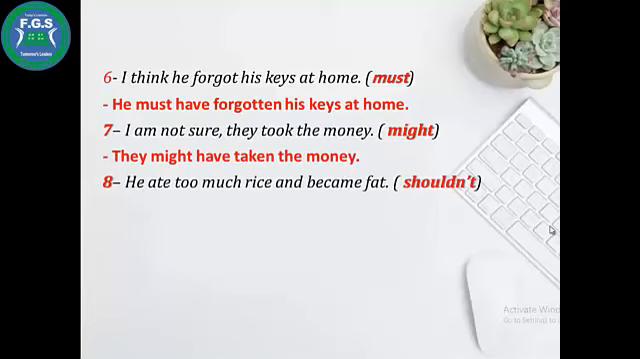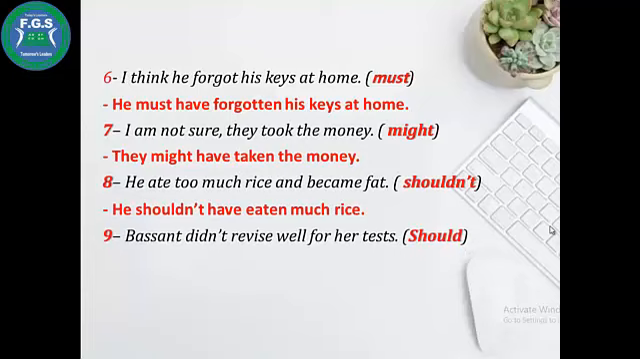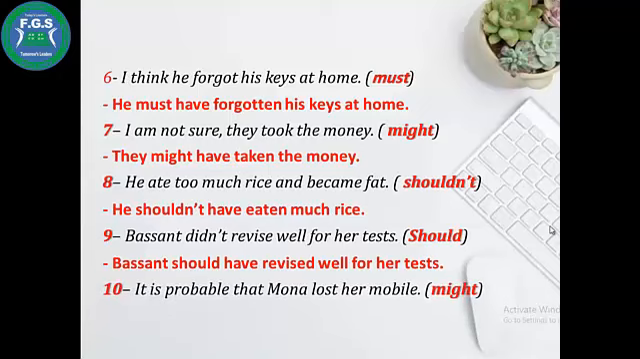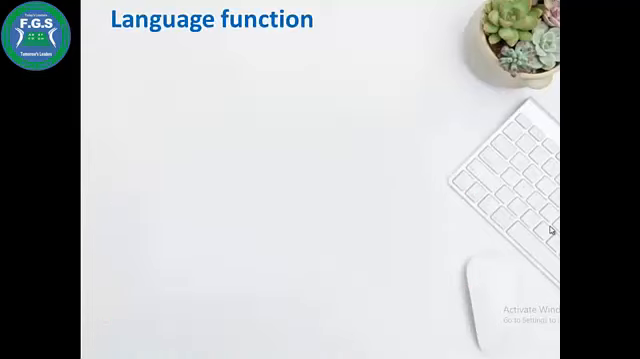He ate too much rice and became fat. Shouldn't. He shouldn't have eaten so much rice. Basant didn't revise well for her tests. Should. Basant should have revised well for her tests. It is probable that Mona lost her mobile. Might. Mona might have lost her mobile.